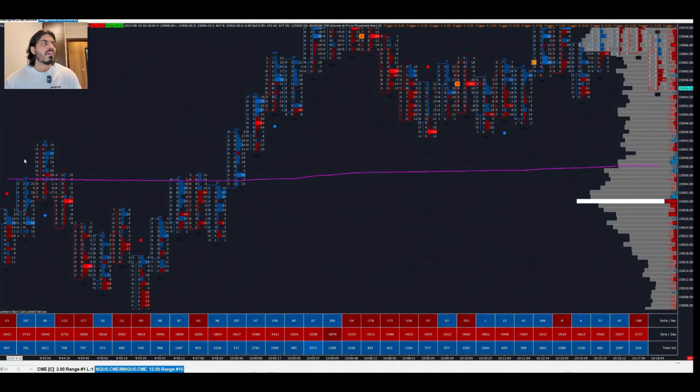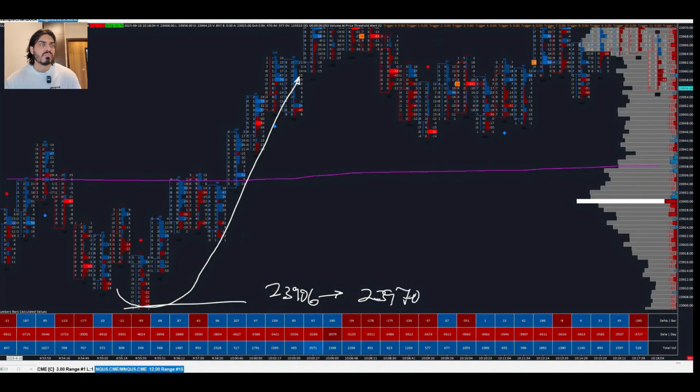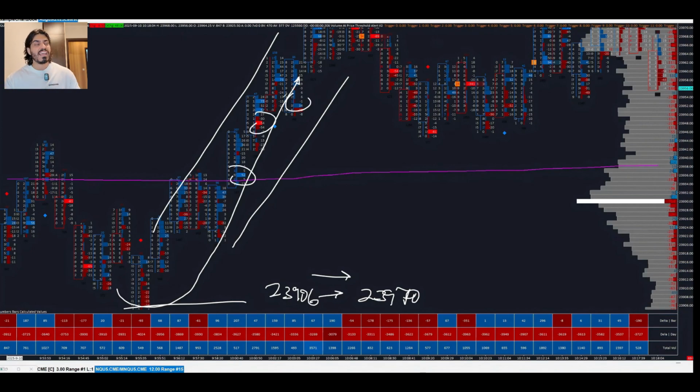So for instance, we have this move to the upside over here, all the way from about 23,906 going into, let's say, 23,970, something like that. So you have like a 65, 70 point move that expands. Now, when you look at this whole movement here on the Nasdaq, what you're not seeing is super aggressive, right? Very light delta. So it tells us that there's actually weakness of the trend.